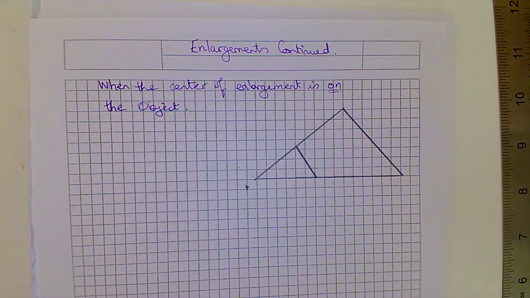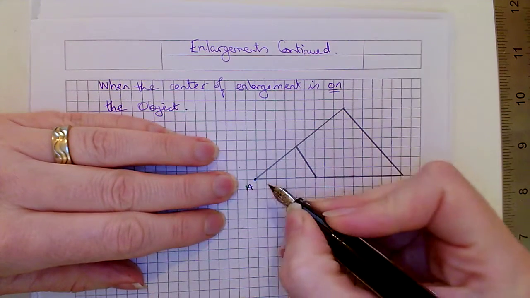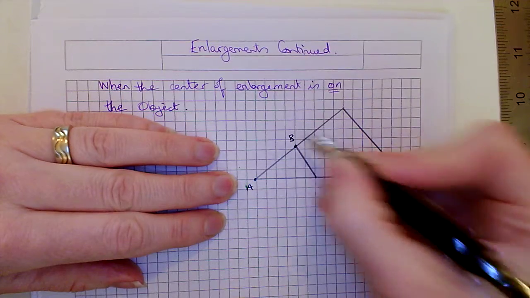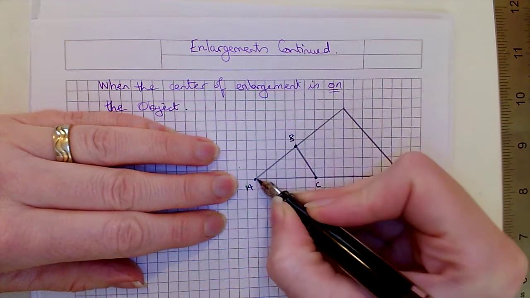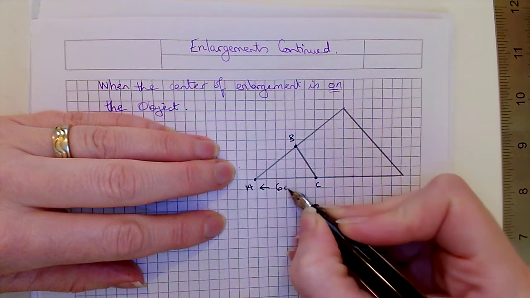Now we're going to do another few examples with enlargements, and I want to talk about what happens when the center of enlargement is actually on the object itself, when it's one of the vertices of the object. So we've got a triangle like this called ABC. So this is my original triangle here, ABC, where AC is 6 centimeters.